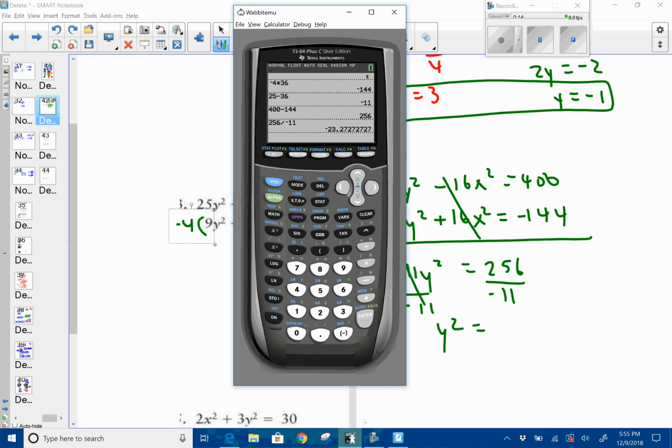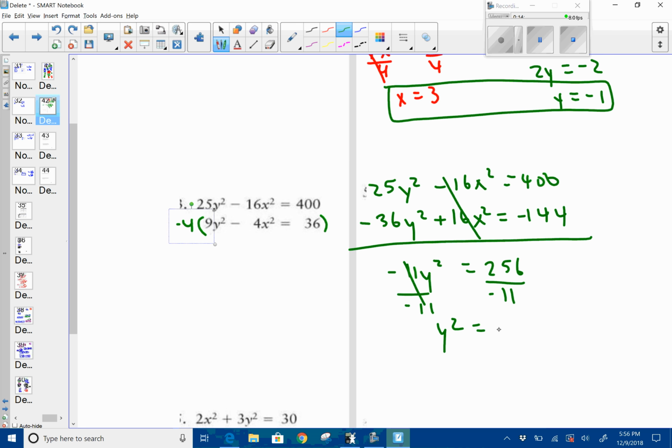Oh crap. Let's see if it's a fraction. So I'm just going to leave it as -256 over 11. And then to get the y by itself, I want a square root. So y is equal to the square root of -256 over 11.